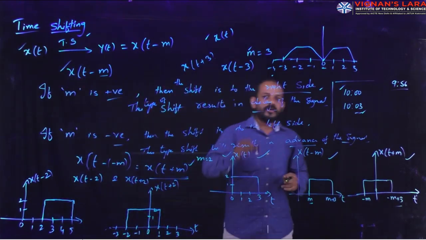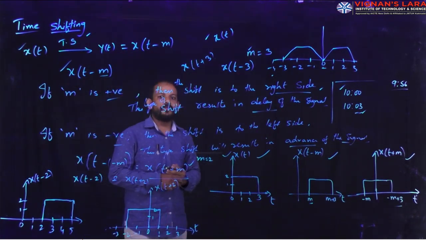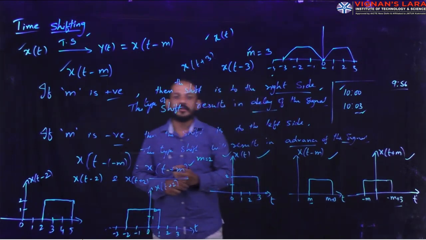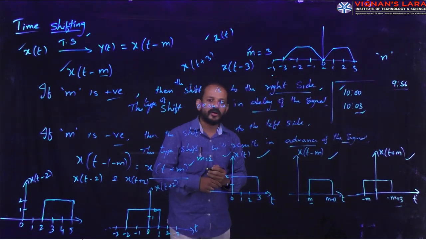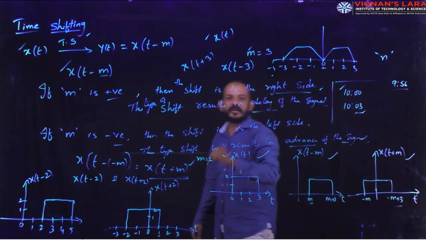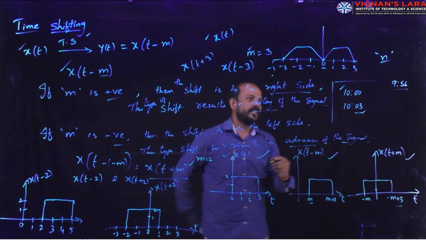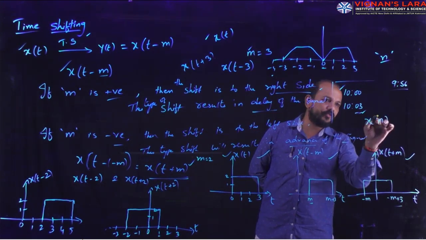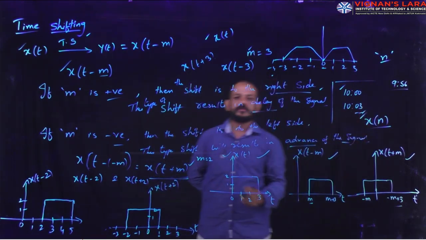Now I will give you the work. You have to go for the time shifting operation with respect to the discrete time variable. The discrete time variable is n. You have to do the work with respect to the discrete time variable. Consider the discrete time signal as x of n. For that discrete time signal, we will do the operations of time shifting.